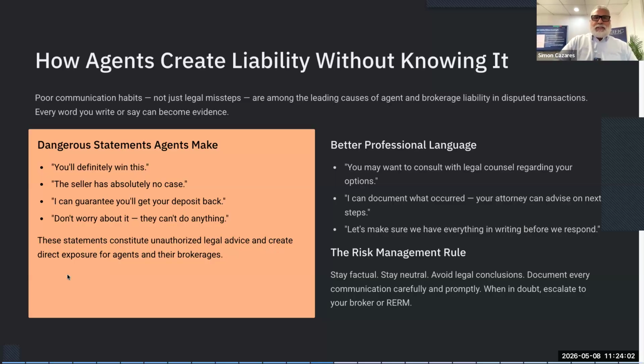How agents create liability without knowing it, right? Poor communication habits. Dangerous statements agents make: "You're definitely going to win this. The seller has absolutely no case. I can guarantee you'll get your deposit back. Don't worry about it. They cannot do anything." These statements constitute unauthorized legal advice and create direct exposure for agents and the brokerage. So make sure you're watching what you say, because all of this can be used against you, folks.